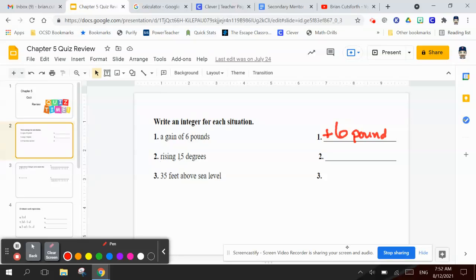Number 2, rising 15 degrees. If the temperature is 70 and it rises 15 more, we're adding 15 degrees to that temperature. And number 3, 35 feet above sea level. Above tells me that's more than what it is. So again, that's plus 35 feet.